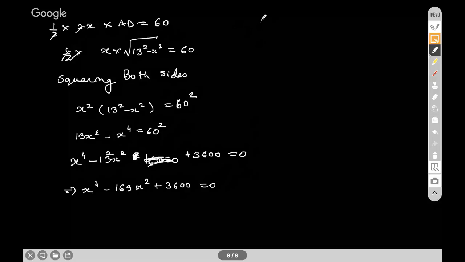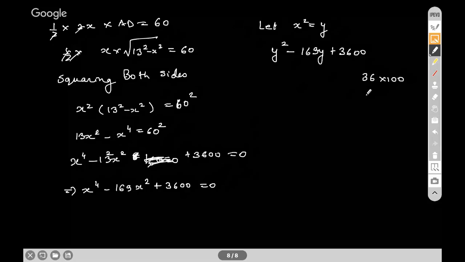So you can say let x square be y. You can solve it here itself, or you can simplify by saying let x square equals to y. So the equation is reduced to y square minus 169y plus 3600. Okay. So now if you see, if you try to split 3600, so 36 into 100 is 3600, but 100 plus 36 is not 169. So we'll have to do a little bit more.